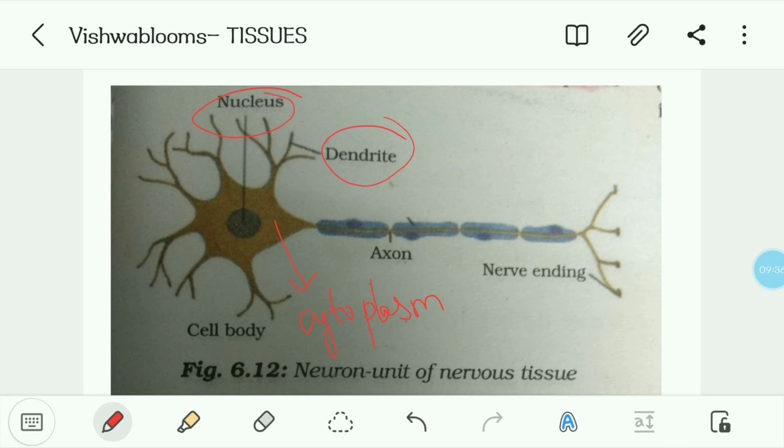So from here, this is the cell body. From the cell body to the nerve ending, you can see one connection, one small yellow line is there. Observe it deeply in your textbook so that it will be very clear. Don't try to observe here and stress your eyes. So that line is called the axon. Here it is mentioned. And this is the cell body. So this total is the neuron, the unit of the nervous tissue.